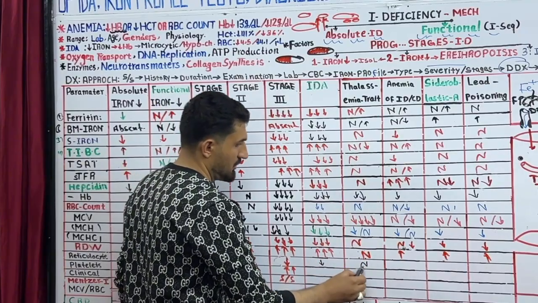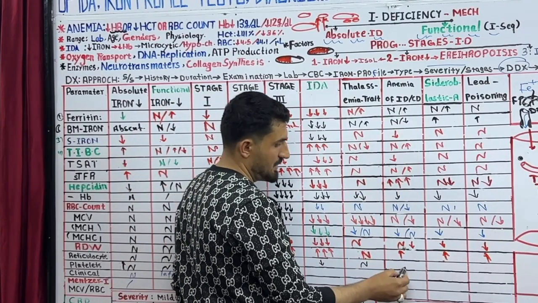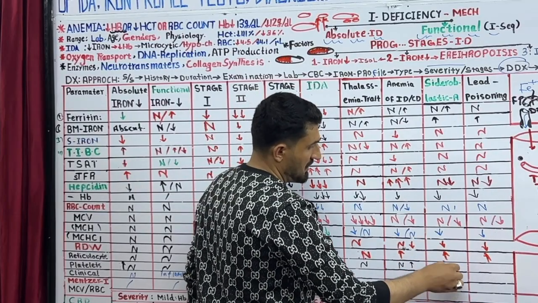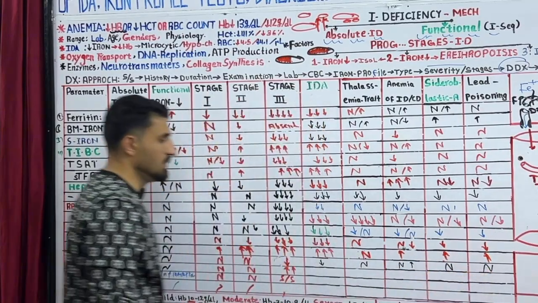About the reticulocyte, in iron deficiency anemia it decreases because I don't have enough iron. In thalassemia, it's normal. In anemia of chronic disease, it's normal, or sometimes it's increasing a bit. And in sideroblastic anemia, there is no problem with reticulocyte.